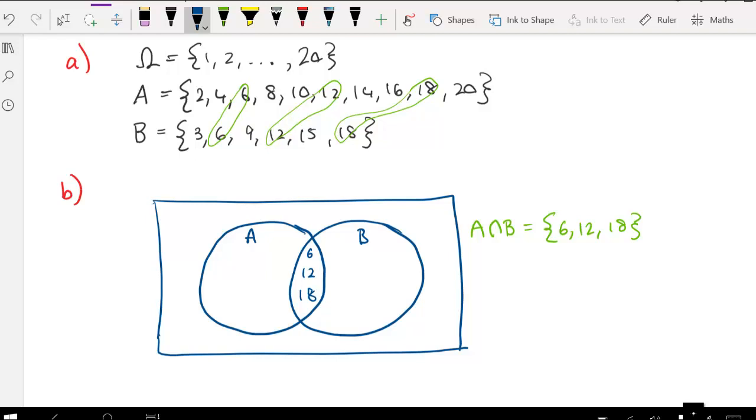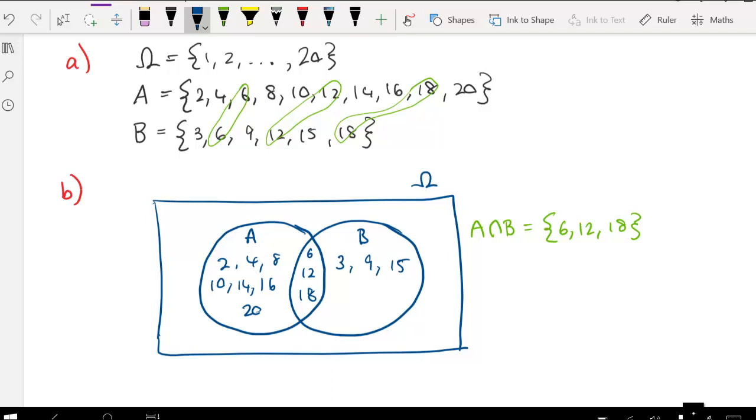The leftover values that are in A but not in B are 2, 4, 8, 10, 14, 16, and 20. The leftover values that are in B but not in A are 3, 9, and 15.